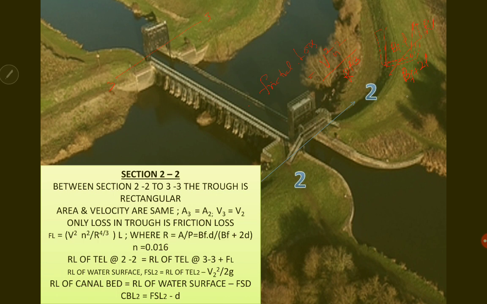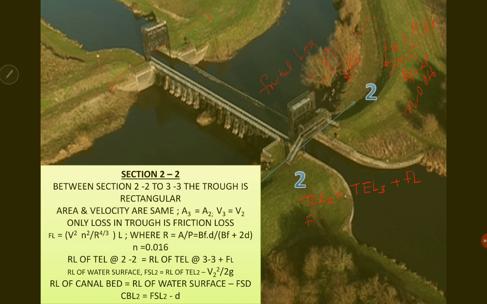From the R value, taking the N value as 0.016, you can find this equation, V square N square by R raised to 4 by 3. Find from that value the frictional loss that may happen between 2 and 3 sections. Now, what is the TEL at 2? TEL at 2 is equal to TEL at 3 plus frictional loss, right? Now, we have found the frictional loss using the equation.